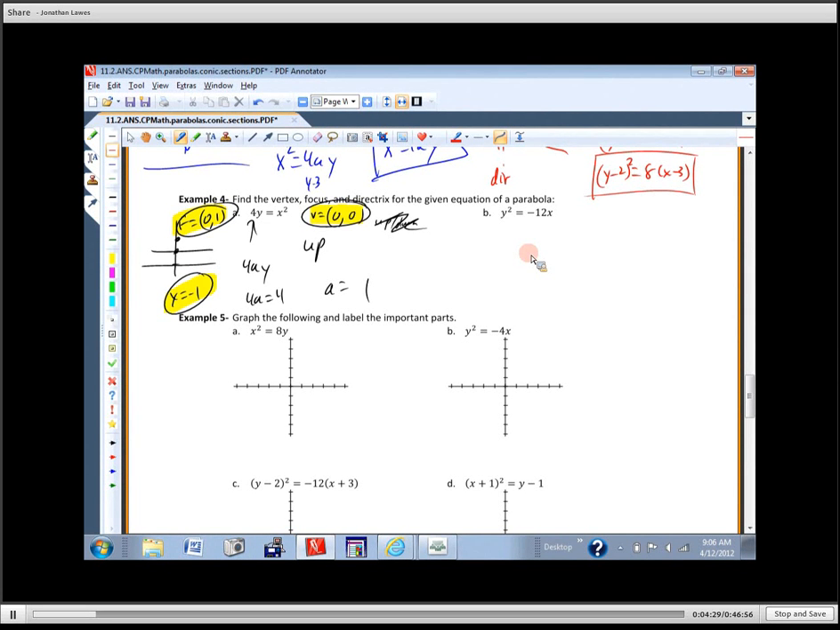Question is, which one is it and why? Why is that the answer? So up, down, right, left. Who wants to tell us what the answer is?